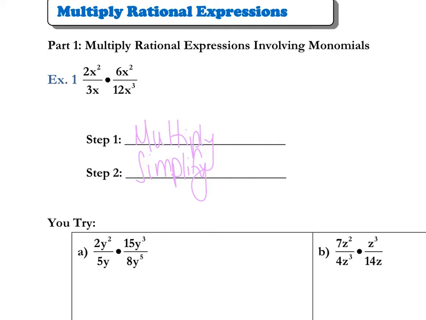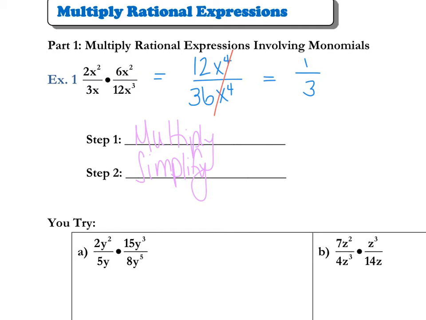Some of you guys will be like, well, can't I cancel the 2 and the 12 and make that 1, and 6 and x squared and x? Yes, but just to keep it uniform in everything that we're doing, I'm just going to multiply straight across and then simplify from there. So this is 12x to the 4th divided by 36x to the 4th. Okay, look at the numbers, 12 over 36. It's just going to simplify to 1/3. And then x to the 4th over x to the 4th cancels out. So that's my final answer.